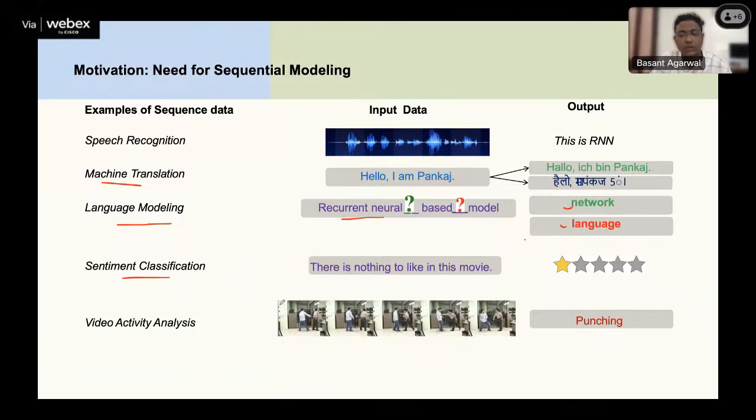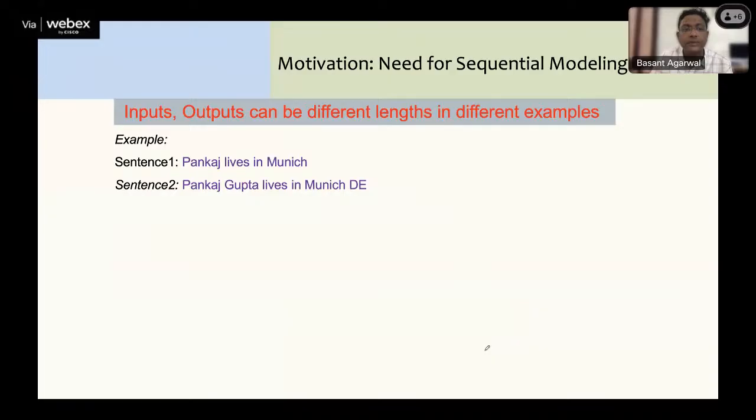Video activity analysis also: if we have a video, each frame of the video can be taken as a sequence, and based on that we can see if there is some activity. In that also, recurrent neural networks and their variants are very useful architectures. Now we will see step by step what different benefits we want in sequential learning, and which are provided by the recurrent neural network.